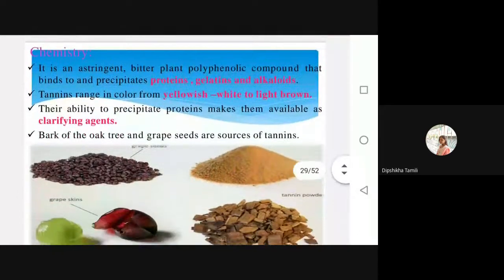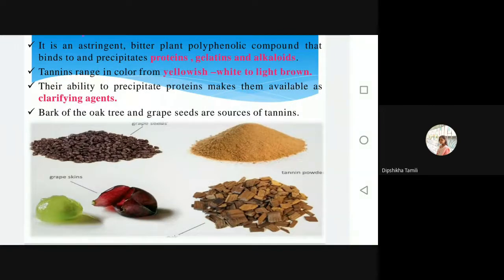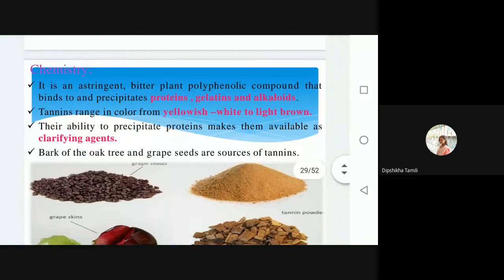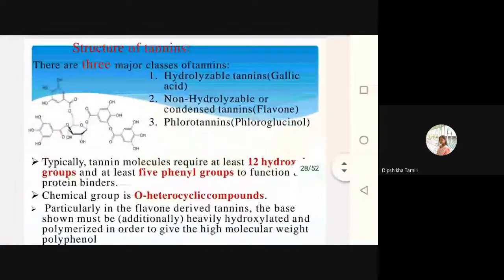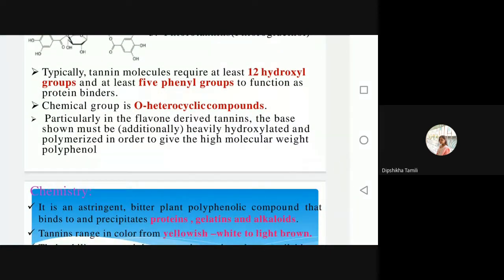So now you tell me. I was asking, are all tannins phenolic groups or not? All tannins means, what do you mean by all tannins? All three types. There are three types of tannins. So I was asking, are all of them phenolic groups or not? Means the hydrolyzable, the non-hydrolyzable, and the phlorotannins. They have got the phenol groups. That's why I told you to give yourself the answer.